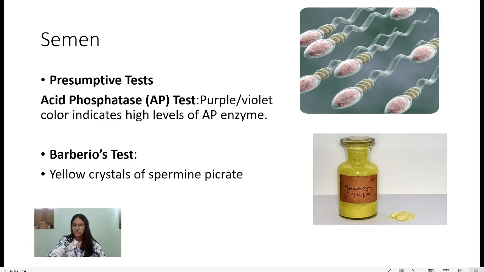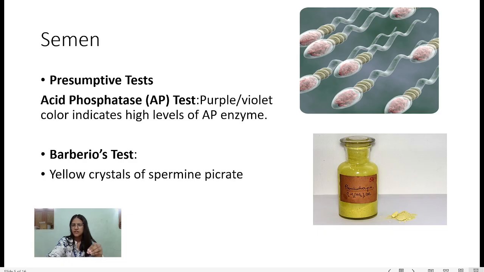Next test is Barbieri's test. So the principle of this test is that spermine present in semen actually reacts with the picric acid. Okay, so how can we perform this test? We just have to add the saturated picric acid to semen stain, and then observe it under the microscope to view yellow needle-shaped spermine picrate crystals. So the crystals formed will be yellow in color, and the shape will be almost needle-shaped.